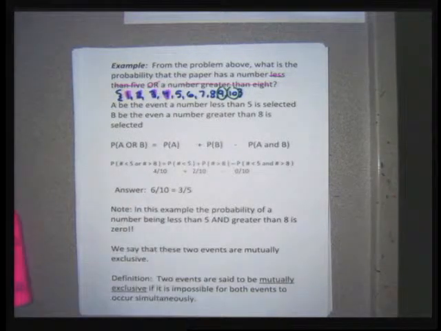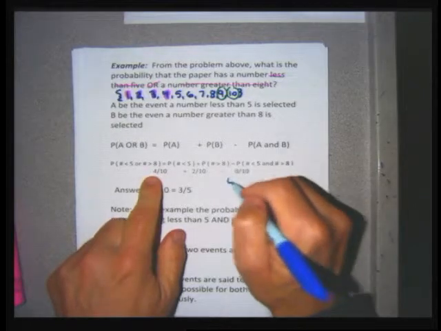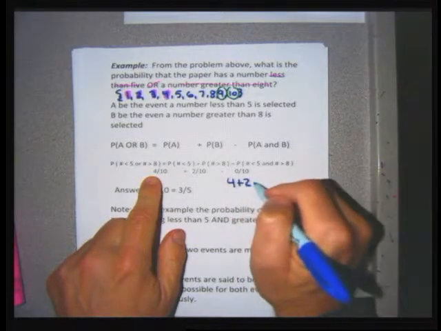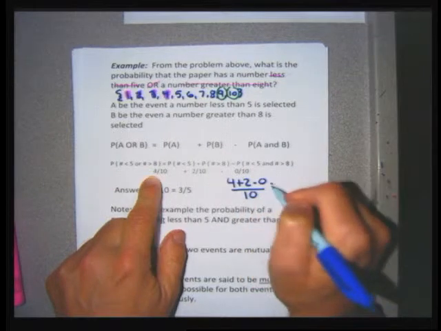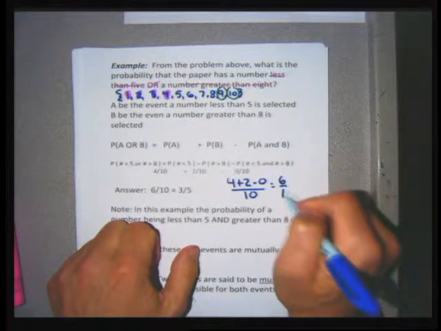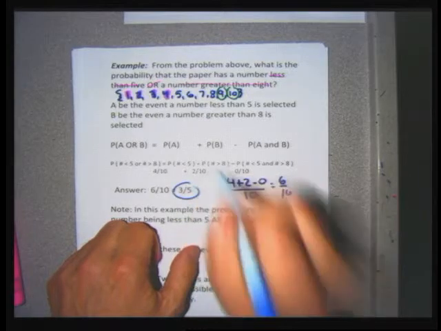So my probability is going to be 4 in 10 plus 2 in 10 minus 0 in 10, which is 4 plus 2 minus 0 in 10, which is 6 in 10, and 6 in 10 reduces to 3 over 5.